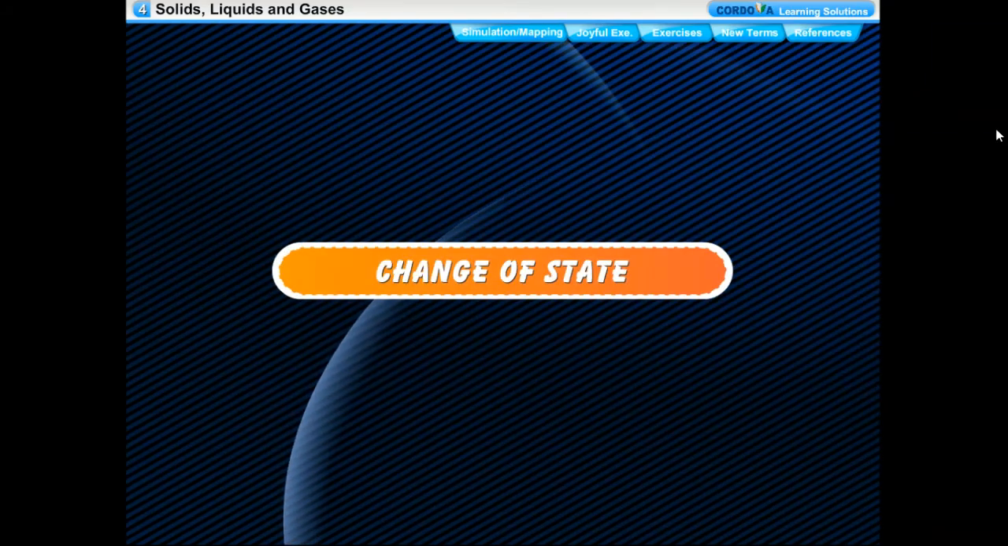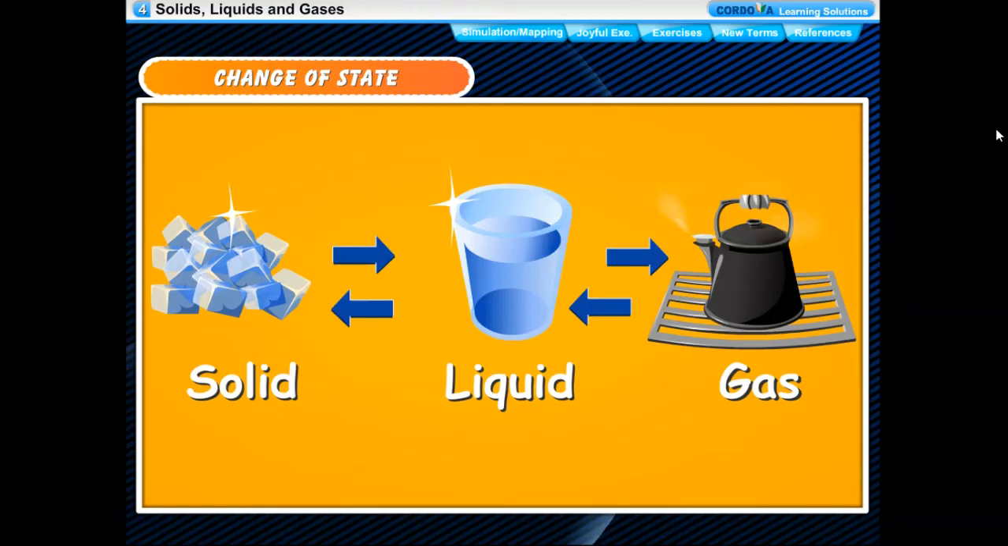Change of state. In previous classes, we have learnt that matter can change from one form to another on heating or cooling. Do you know how this happens? Let's see what happens with particles of matter on heating and cooling.